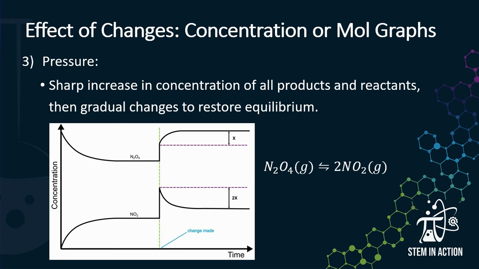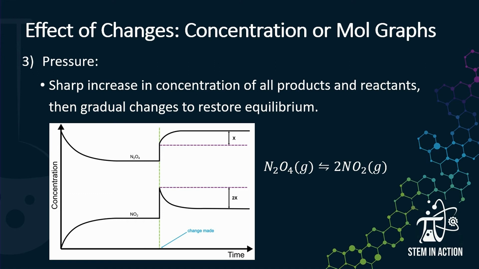Finally, we can have a look at the change pressure has on the system, and when there is a change in pressure, we will see a sharp increase in the concentration of all products and reactants. Remember, the way to increase pressure is to decrease the volume. And so when we're decreasing the volume, the concentration of everything is going to increase. So we change the volume, and so we're going to have more number of moles in a smaller volume, therefore an increase in concentration.